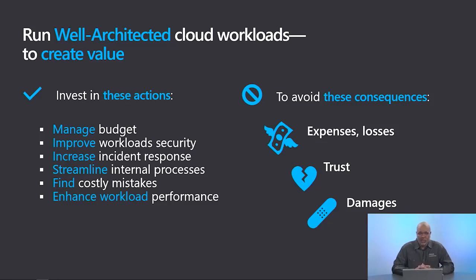Why? To avoid these consequences, expenses, and losses, to maintain trust, and to limit damages. It is absolutely critical for an organization to avoid or minimize impact of not running well-architected workloads. So by managing and understanding your budget, you can avoid surprises in the invoice. By establishing processes that drive efficiencies, designing workload architectures to avoid costly mistakes down the road, and making sure these are secured and the data is protected, and having proper incident response plans that allow faster, more efficient reaction to failure, which is going to happen.